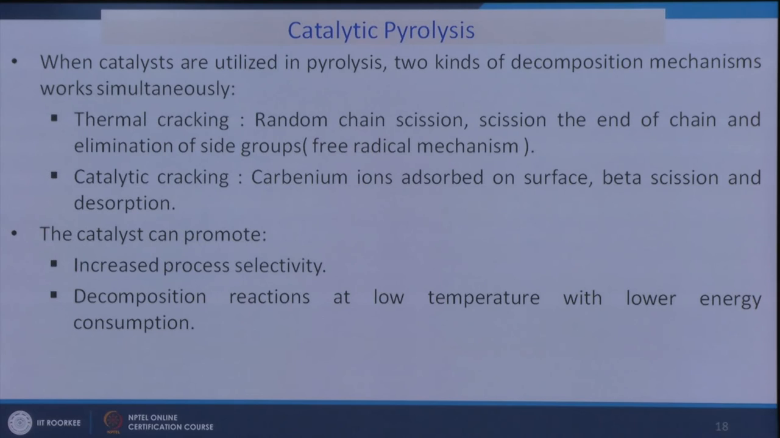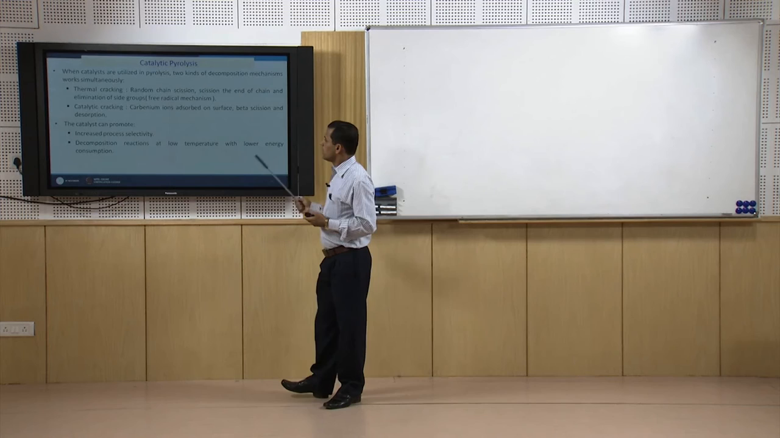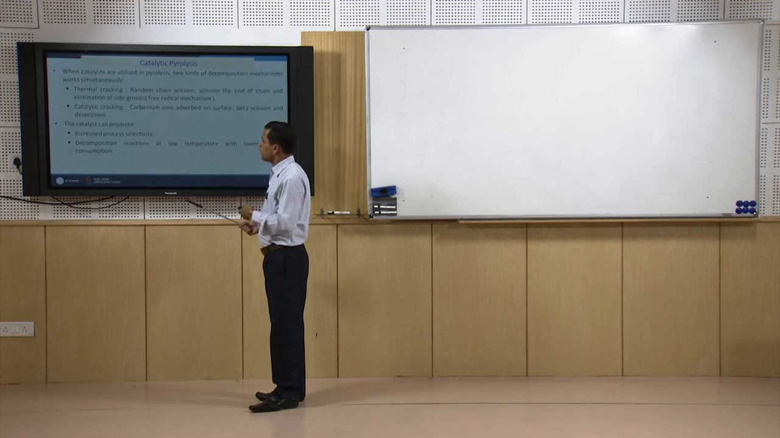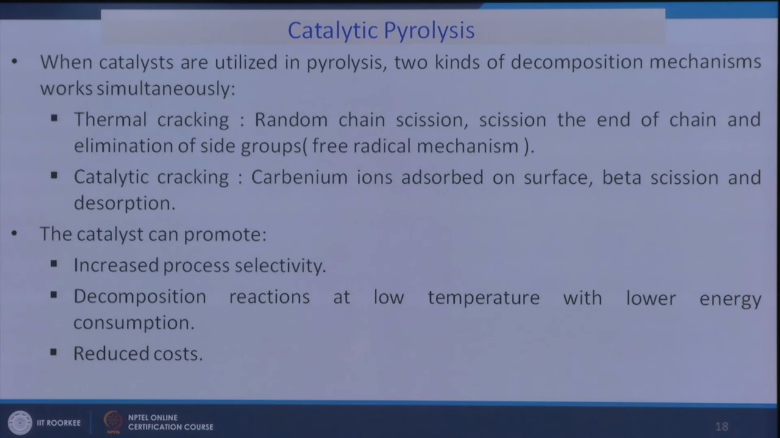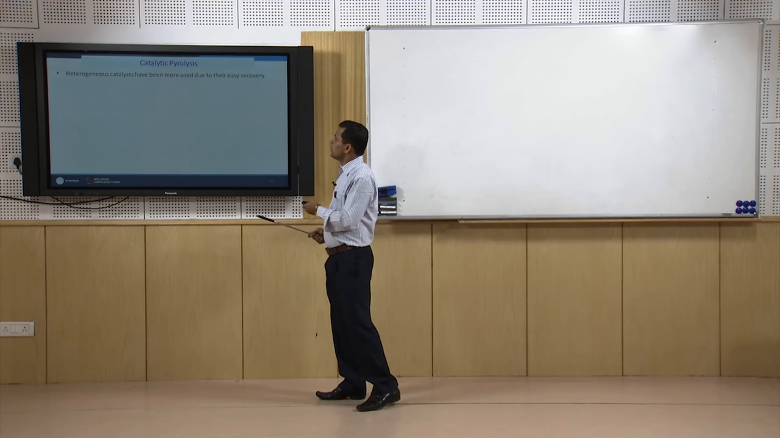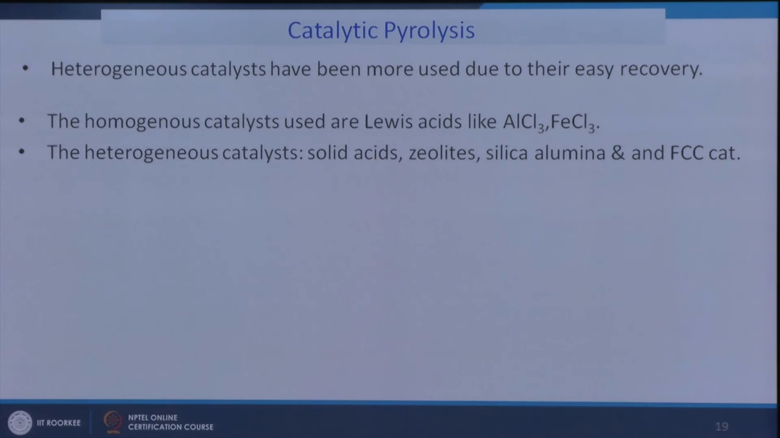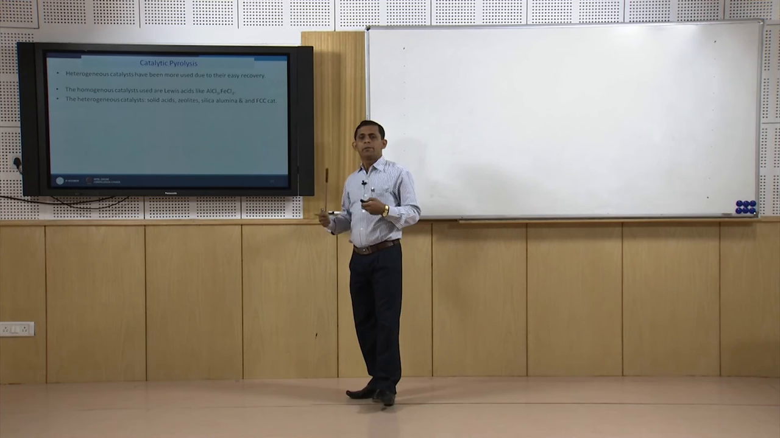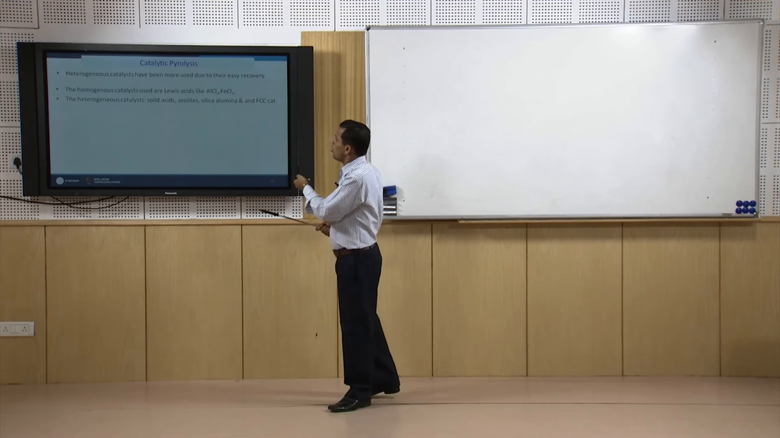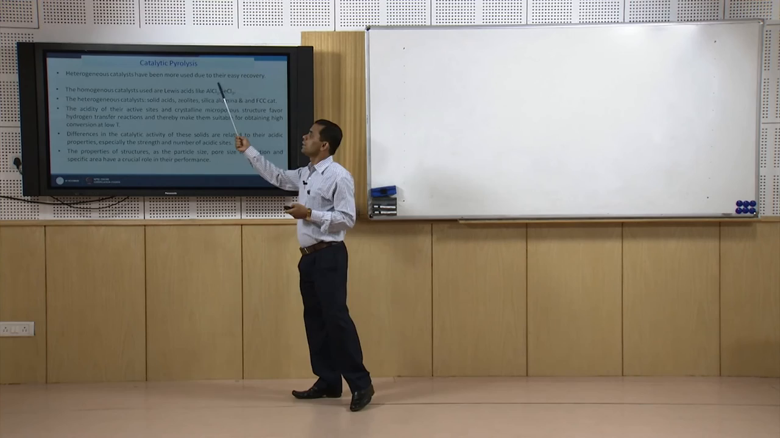Due to that reason, we get more selectivity, more product, and more desired product, and the catalyst can promote increased process selectivity and decomposition reactions at low temperature with lower energy consumption, and reduces cost. And liquid products with a lower boiling point range are available if we use the catalyst. Now, in catalytic pyrolysis, we may use a heterogeneous or a homogeneous type of catalyst, but heterogeneous catalysts are preferable because the catalyst can be easily separated after use. The homogeneous catalysts which have been used in literature are basically AlCl3, FeCl3, etcetera.